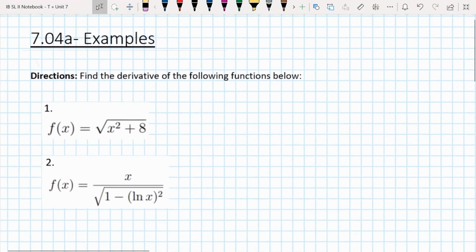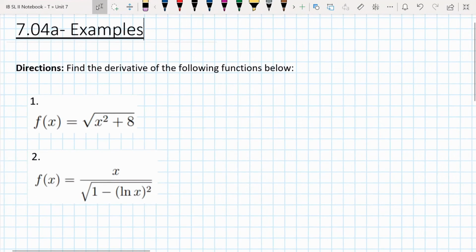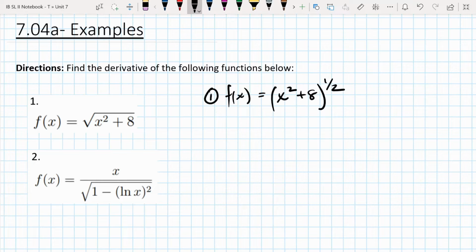Example 1 is going to be okay, and then example 2 is going to be a little bit more challenging, especially with the simplification. So starting with example 1, if I have a function that is defined as a radical, the square root of x squared plus 8, another way to write this is x squared plus 8 to the 1/2. And this is the notation we're going to want to use when we're taking the derivative of functions, because it's going to make it easier to use the power rule.